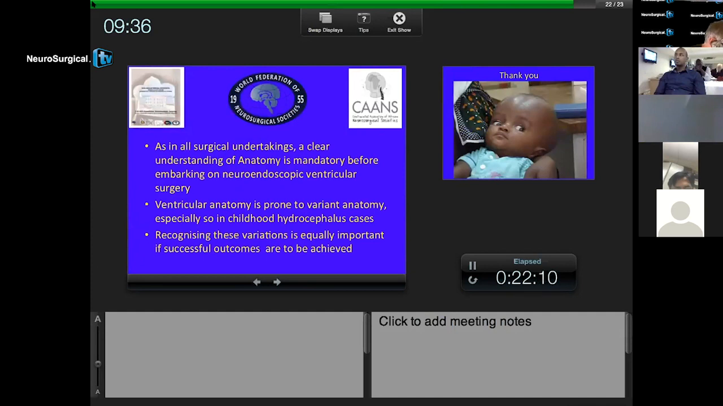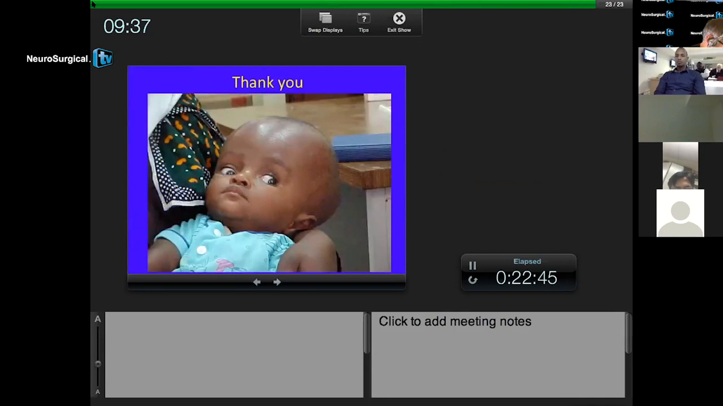So as in all surgical undertakings, a clear understanding of the anatomy that has been outlined briefly in this lecture is important to take on board, and it's mandatory before you start embarking on neuroendoscopic ventricular surgery. Ventricular anatomy is prone, as we mentioned, to variant anatomy, especially so in the childhood hydrocephalus cases that we see in our setting. And recognizing these variations is just as important if we are going to achieve success in endoscopic procedures. Thank you very much.